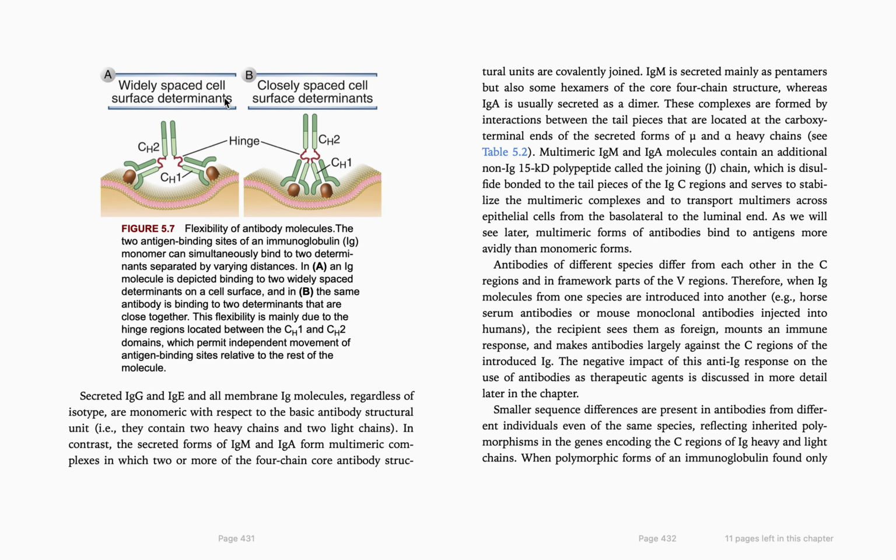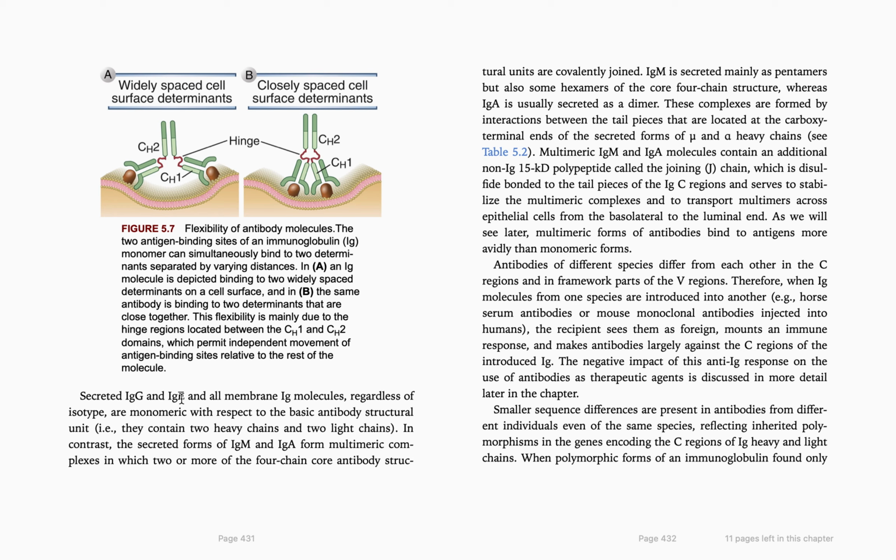So widely spaced surface determinants, you see, but closely spaced surface determinants. This is the same antibody binding to two determinants that are close together. This flexibility is mainly due to the hinge joint. So the hinge joint, you can see them, binds widely spaced cell surface determinants.